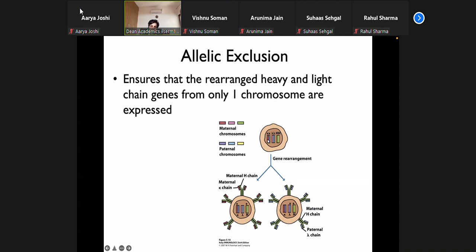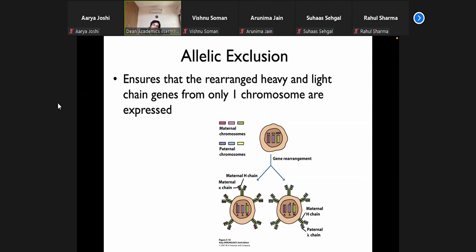Kappa chain successfully on one of those chromosomes. Okay, basically you have deployed. So if you are able to rearrange it on one of the alleles, this gives a signal so that rearrangement does not take place on the second allele, right? This is called allelic exclusion because you don't require that.